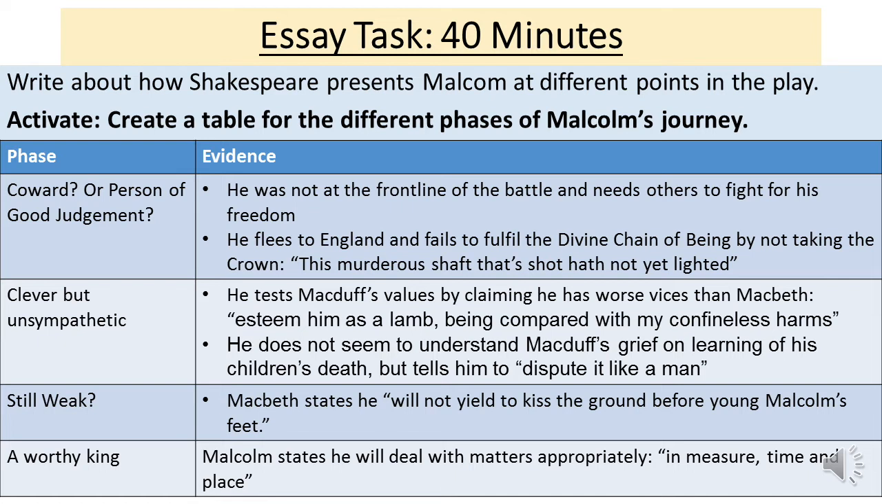Okay, essay task, 40 minutes. So write about how Shakespeare presents Malcolm at different points in the play. And this slide has basically got the information you need there. Malcolm appears quite cowardly, doesn't he, at the start? He runs away. Or is that good judgment? It's up to you to decide.